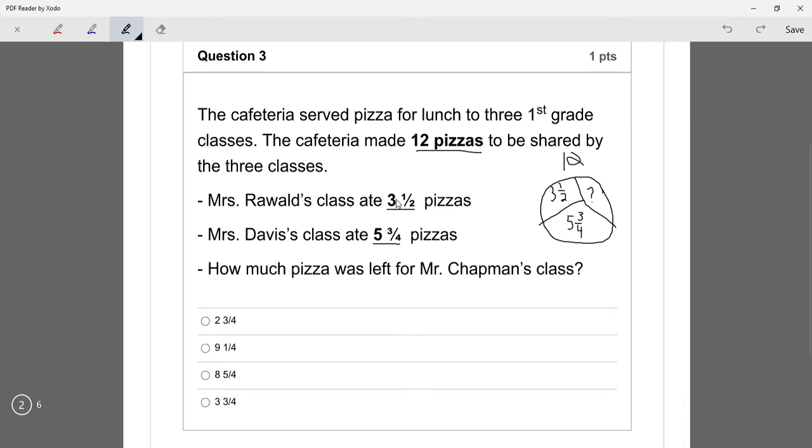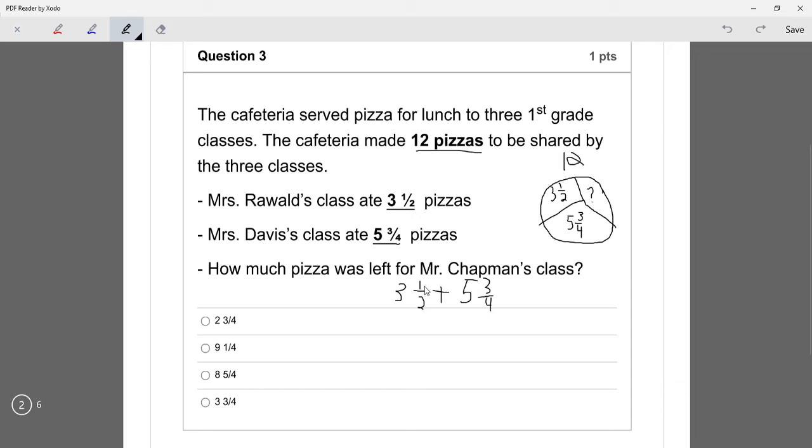So really what we have to do is add these together and then subtract from the total. You could also just literally subtract 3.5 from 12, and then from that answer subtract 5 3/4, and you would get the same thing. Personally, I like to add these together and then do the one subtraction problem. So we need to add 3.5 plus 5 3/4. Now, these do not have the same denominator, so the first thing to do is change them into the same denominator.